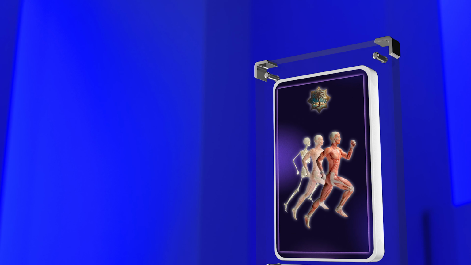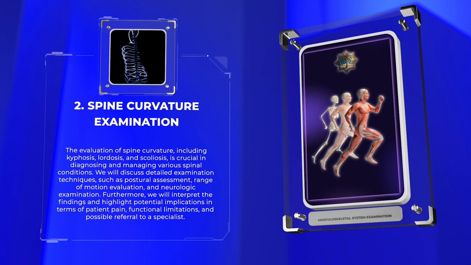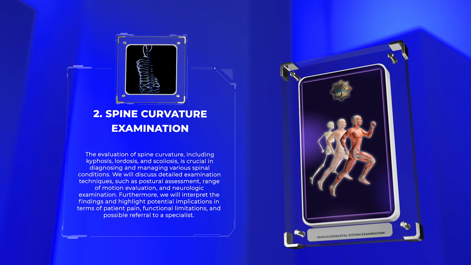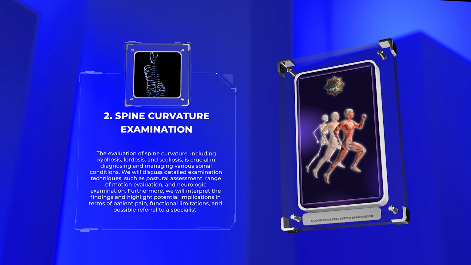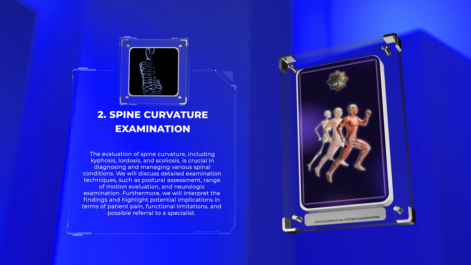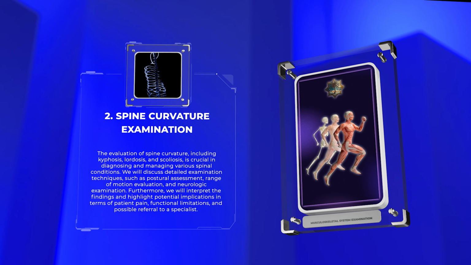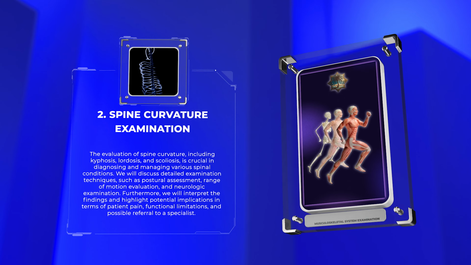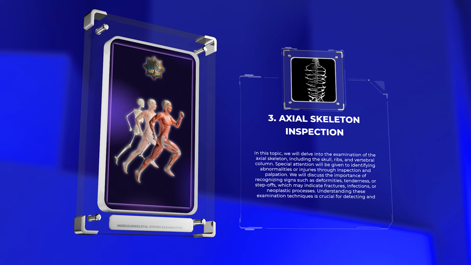The evaluation of spine curvature, including kyphosis, lordosis, and scoliosis, is crucial in diagnosing and managing various spinal conditions. We will discuss detailed examination techniques, such as postural assessment, range of motion evaluation, and neurologic examination. Furthermore, we will interpret the findings and highlight potential implications in terms of patient pain, functional limitations, and possible referral to a specialist.